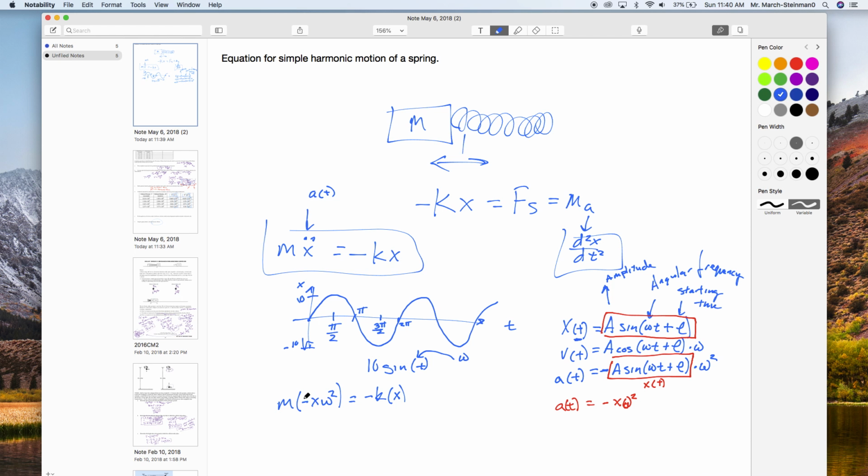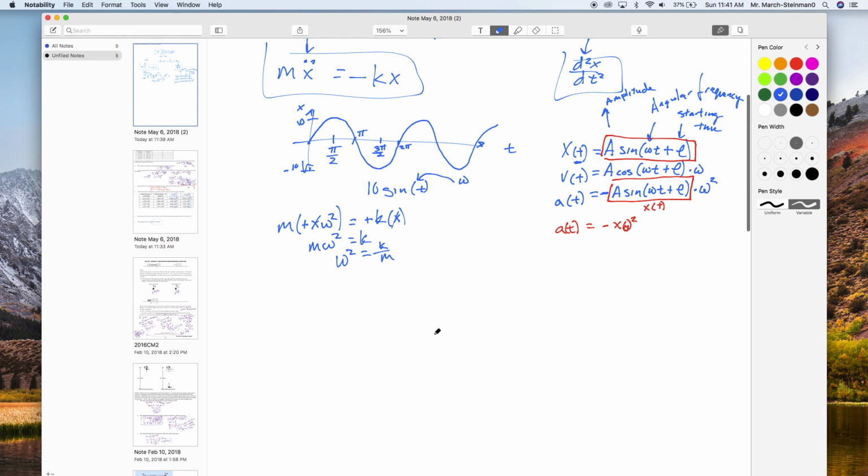Those turn into positives. The x's cancel. So I get m omega squared equals k, and omega squared equals k over m. And this is going through and finding the period of an oscillating spring, so finding the period from angular frequency.